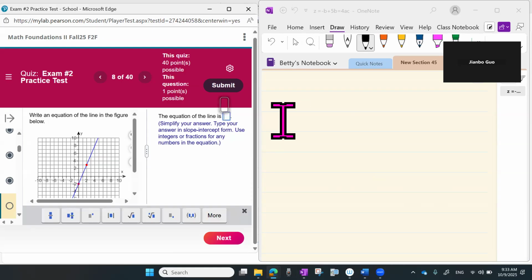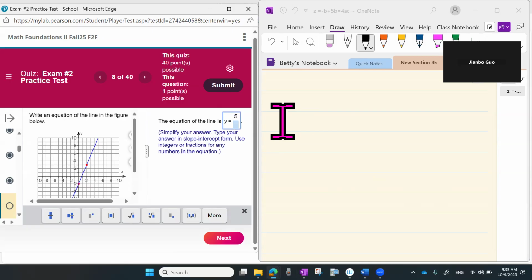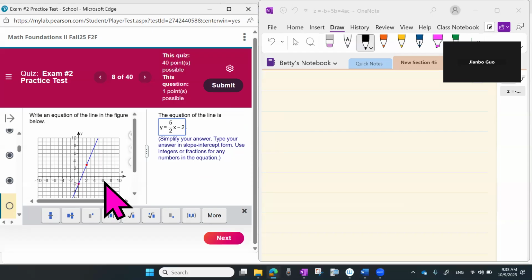So the slope is 5 over 2. Okay, so we have y equals 5 over 2 times x. And the y-intercept obviously is (0, -2), right? Yeah, because one of the points is the y-intercept, (0, -2). So minus 2. All right.